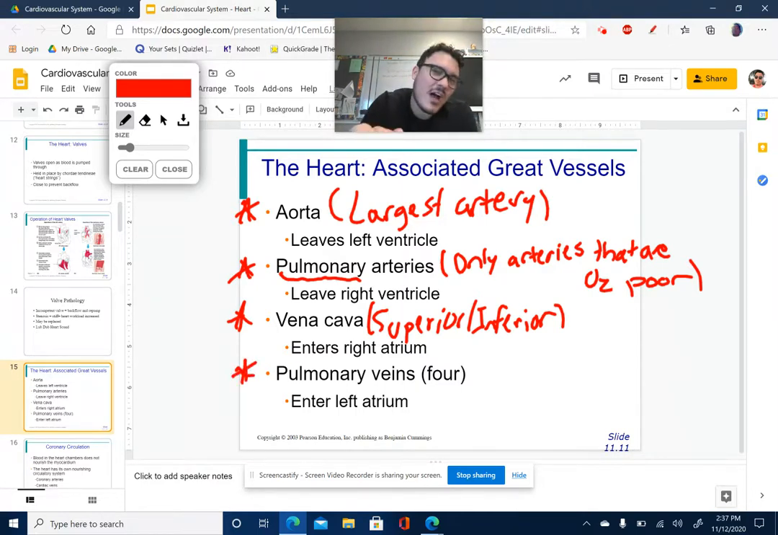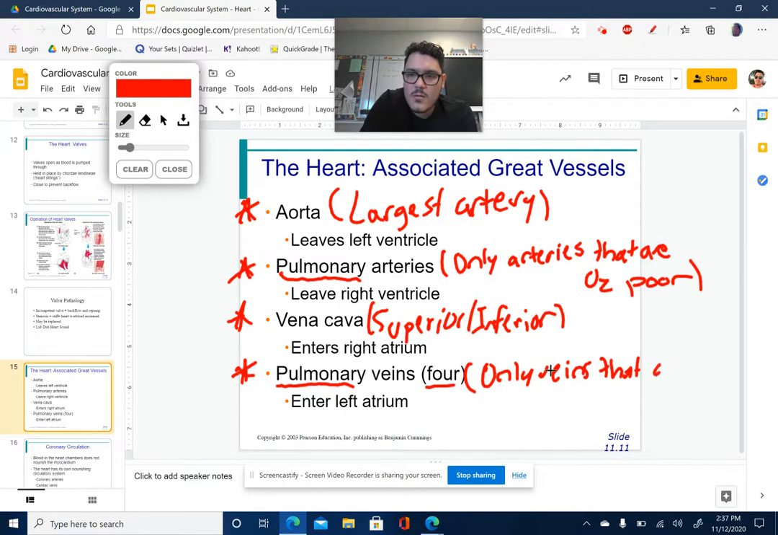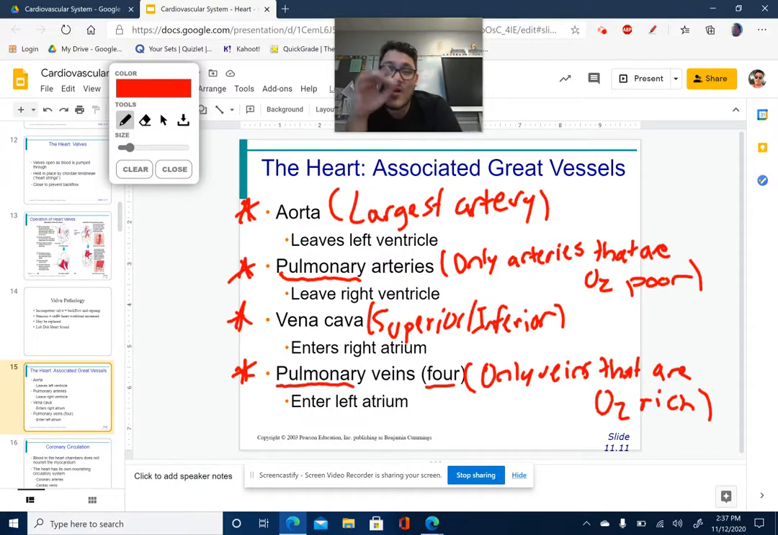Last but not least, pulmonary veins. You're going to see a bit of a common theme here. Once again, pulmonary. Not a bad idea to know that we have four of them, by the way. But the unique thing about the pulmonary veins is that they are the only veins that are oxygen rich. Most veins, 99% of veins, have little to no oxygen.